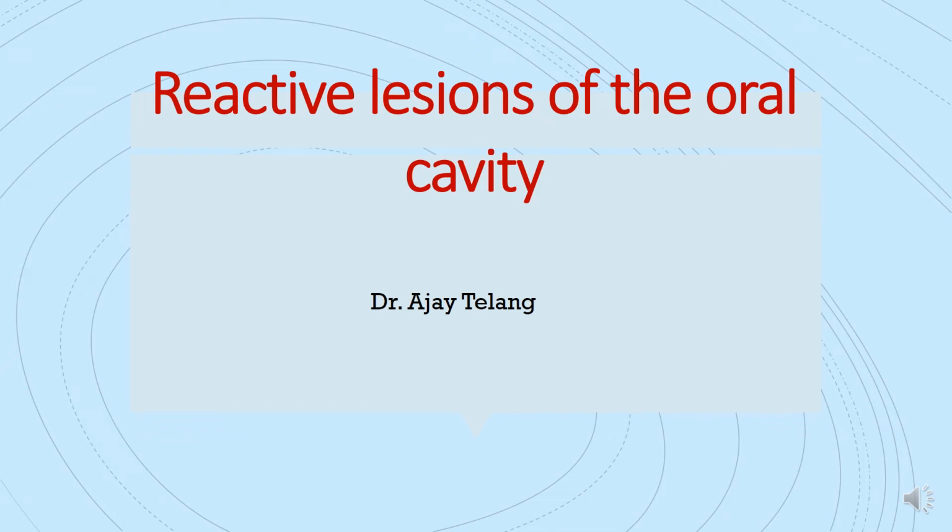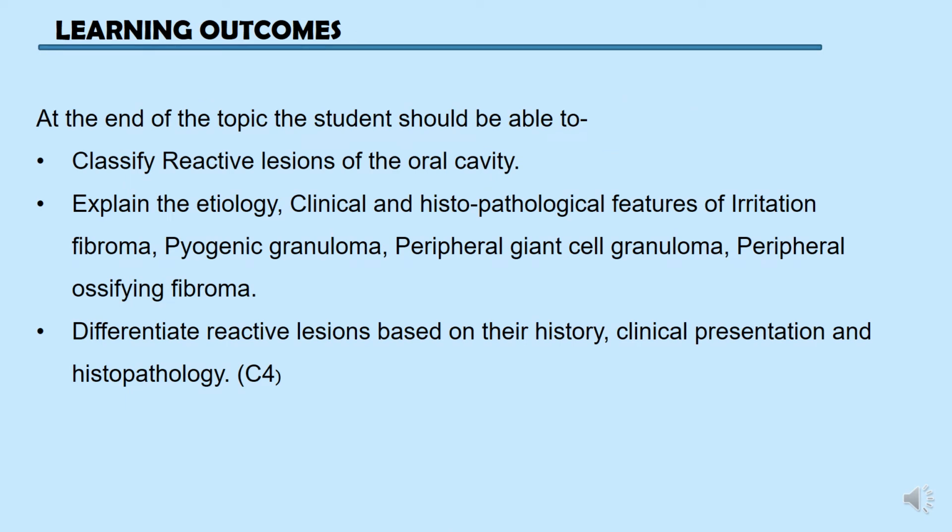Everyone, and welcome to the new topic called reactive lesions of the oral cavity. So, these are the learning outcomes. By the end of the topic, you should be able to classify reactive lesions of the oral cavity, explain the etiology, clinical, and histopathological features of irritation fibroma, pyogenic granuloma, peripheral giant cell granuloma, peripheral ossifying fibroma, and differentiate reactive lesions based on their history, clinical presentation, and histopathology.